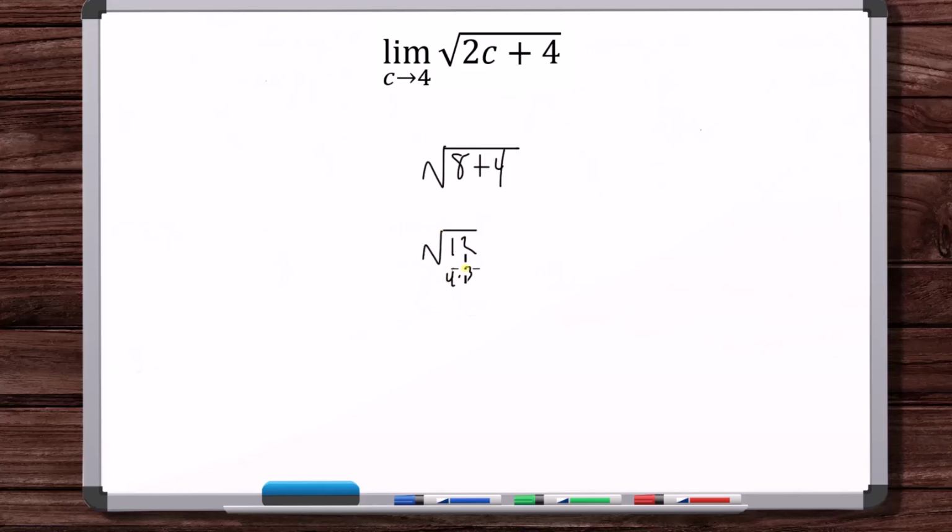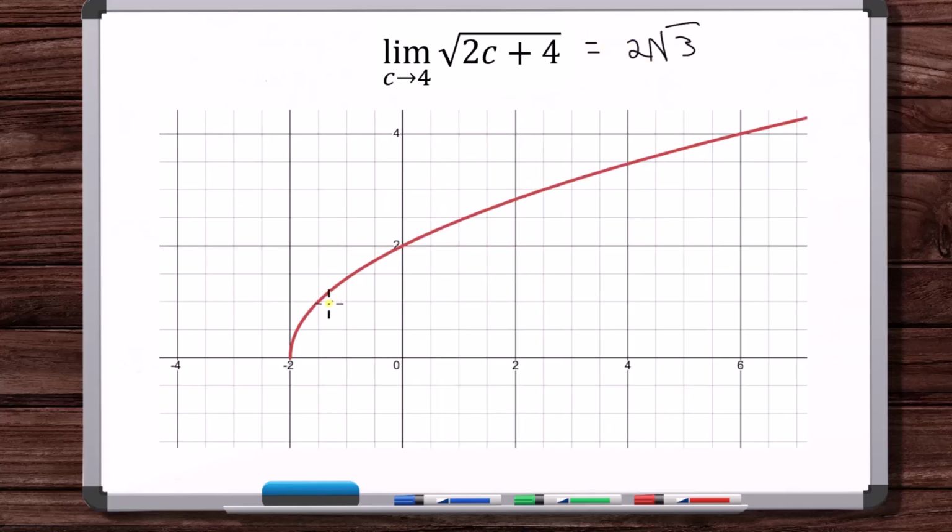All right, 4 times 3. So you have 2 root 3. Right, so a root is continuous everywhere in its domain. So 4 is in the domain of this root. So there you go. It's continuous. The limit is just equal to what the function evaluates to.